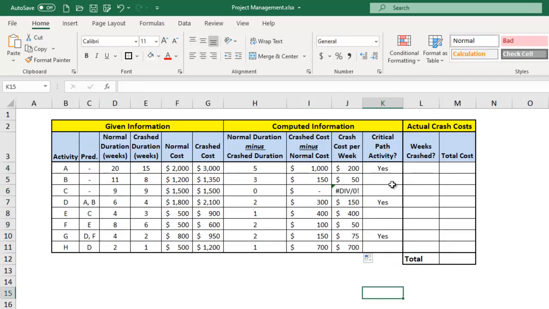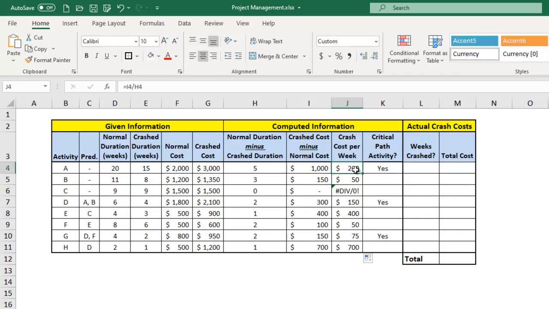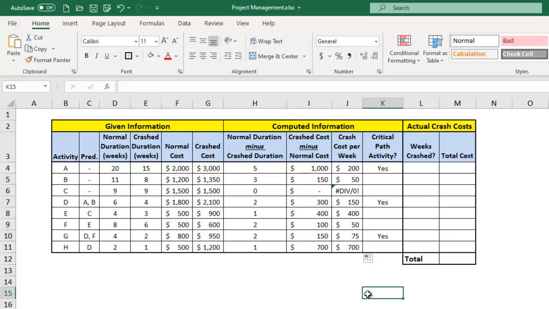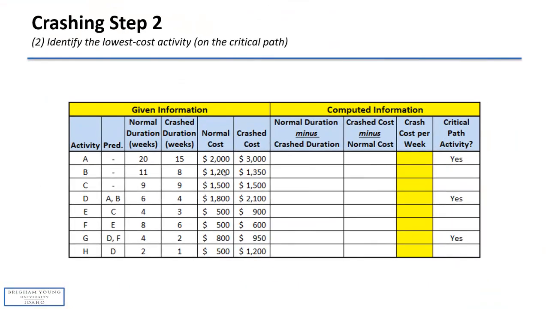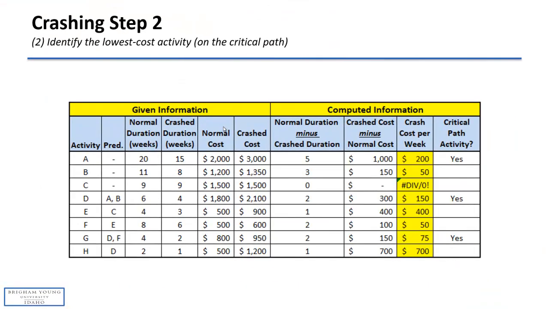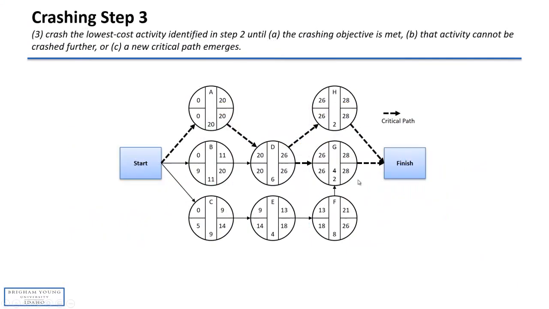Okay, so there we have it. Activity A costs $200 per week, D $150 per week to crash it, and G is $75 per week. So G is the lowest cost option. So let's jump back into our presentation here, and there we have it. G is the lowest cost. So we would begin by crashing activity G if we wanted to shorten the overall duration of the project.